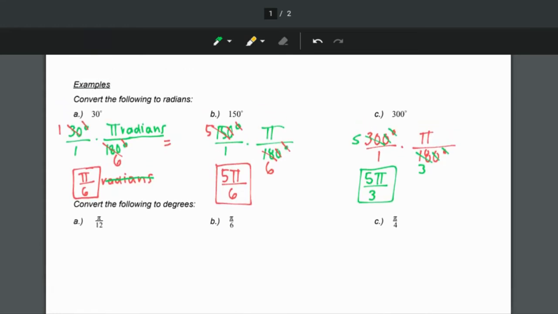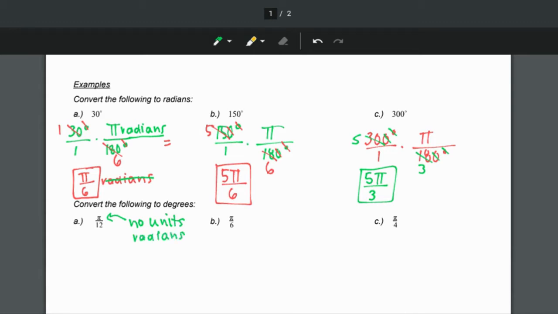All right, so now we're given angle measures that are in radians, and we need to convert to degrees. How do we even know that these are radians? There's no symbol here. All right, so if there's no units, then I know that this is in radians.